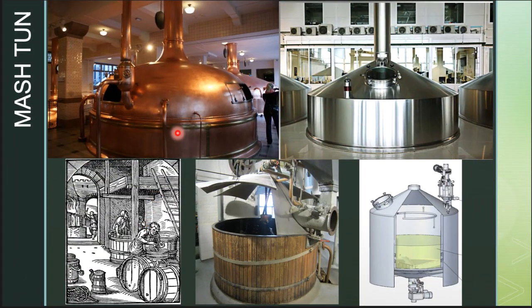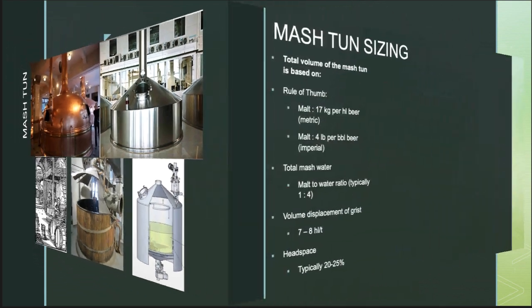Here we see some pictures of the mash tun. This is a schematic view of a modern mash tun, which we shall discuss later in more detail. This is a traditional mash tun made of copper with wooden cladding. These are the mash tuns from the medieval period. These are copper mash tuns and these are the stainless steel mash tuns.